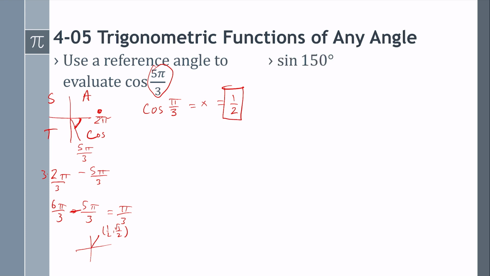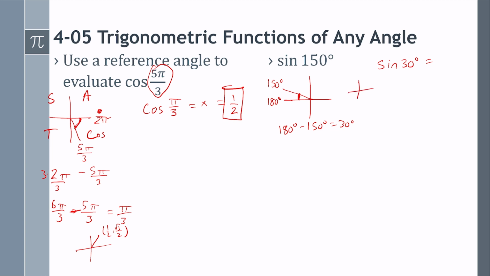Let's try another one. Sine of 150 degrees. All right, let's start by finding our reference angle. 150 degrees is here. That's our reference angle to the nearest x-axis, which is the 180 degrees. So our reference angle is just subtracting those, so you get 30 degrees. So we could find sine of 30 degrees.